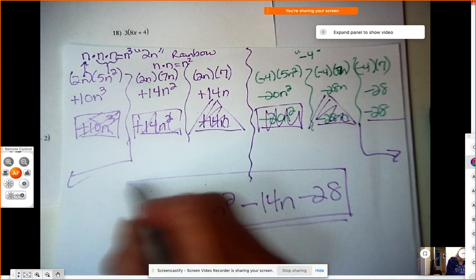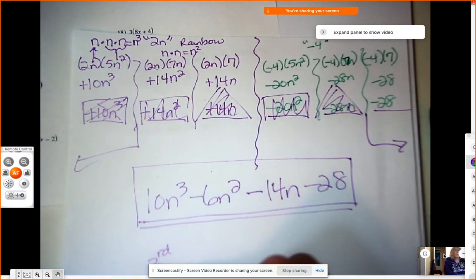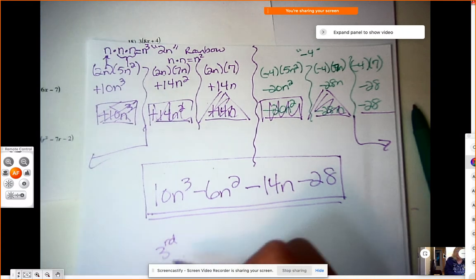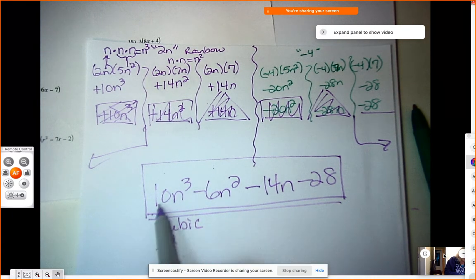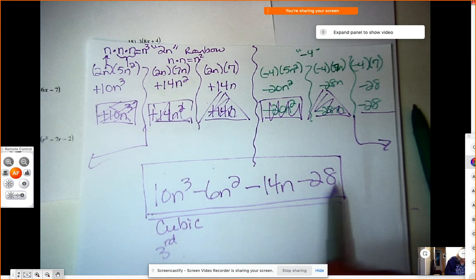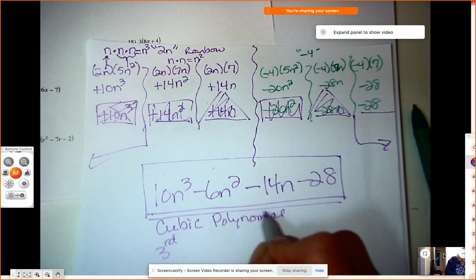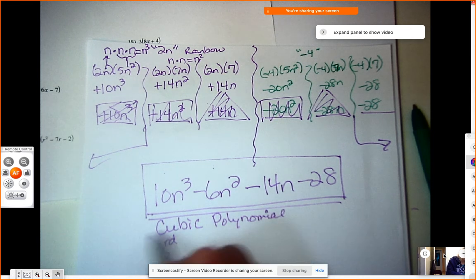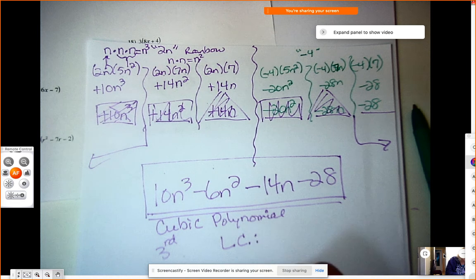If I'm going to name this, it's a 3rd degree, which when I look at my little handout, a 3rd degree was a cubic. And how many terms do I have? 1, 2, 3, 4 terms, so it's a polynomial. It doesn't have a fancy-dancy term when you get to 4 or above. And also the leading coefficient, the very number in the lead, that's what the LC stands for, is 10.